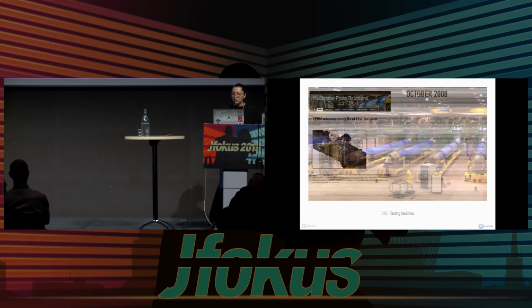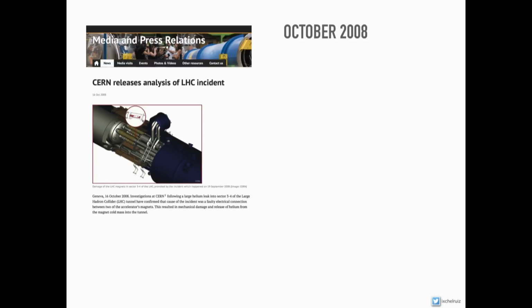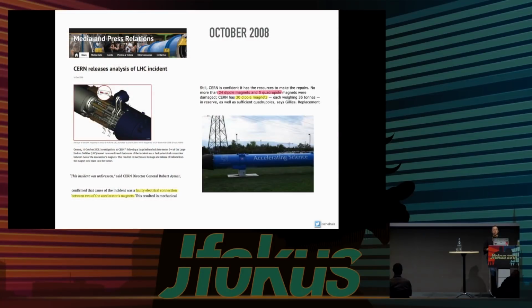And this is the testing facilities. As you can see, it doesn't look proportional, but this is a huge building. And here you can see 5 dipoles. Remember the LHC was closed in 2008? It turns out that there was an explosion between the connection of 2 of the accelerator magnets. And in that explosion, they lost 24. No problem. They still have 30 in storage.